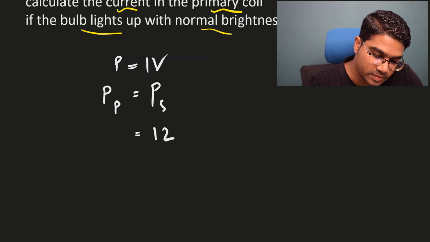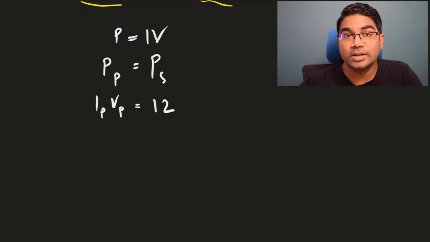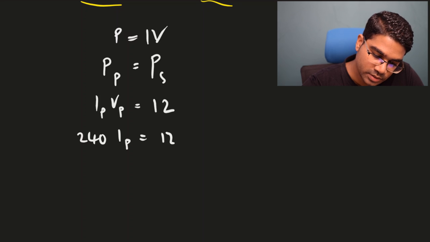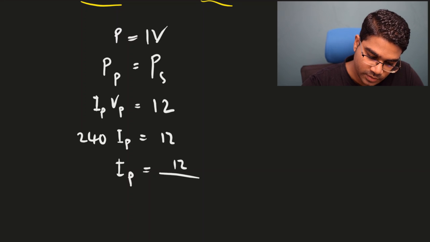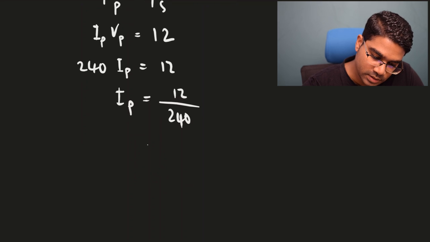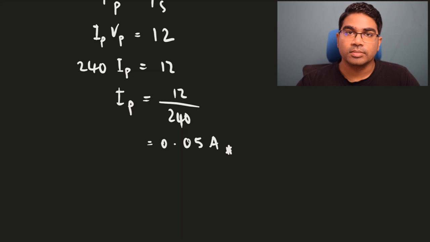P is equal to IV, so IPVP is equal to 12. And we already know that VP is 240. So 240 times IP must equal 12, and so we can solve this. IP is equal to 12 over 240. This is equal to 0.05 ampere. This is the current flowing through the primary coil.